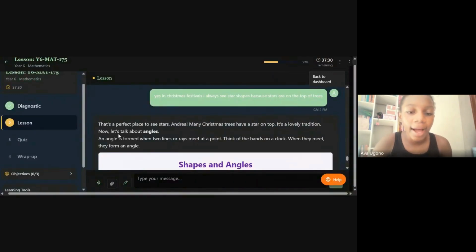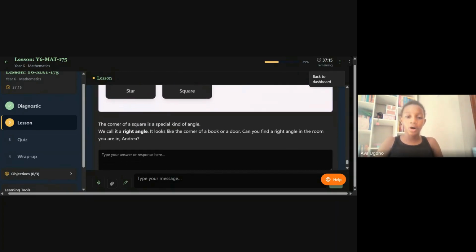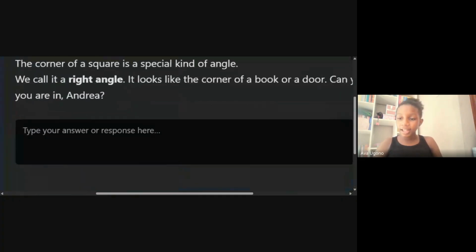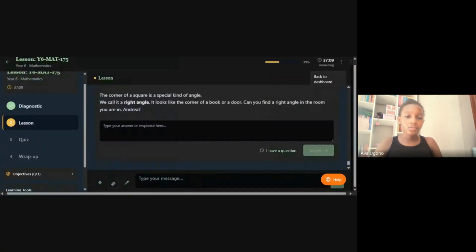Now let's talk about angles. An angle is formed when two lines or rays meet at a point. So the corner of a square is a special type of angle. We call it a right angle. It looks like the corner of a book or a door. Can you find a right angle where you live?